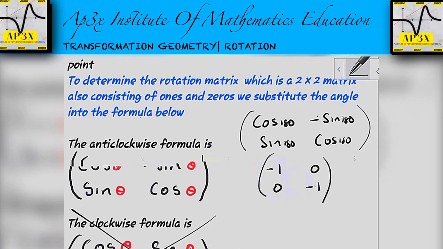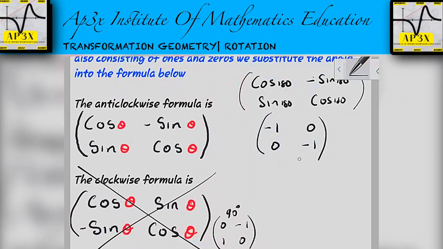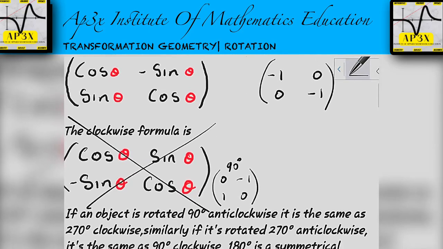So you can see that we have just derived another matrix here for 180 degrees. Symmetrically, it's either 180 clockwise or 180 anticlockwise. The same matrix applies here. So let's make a note of this down at the bottom. That's 180 degrees.